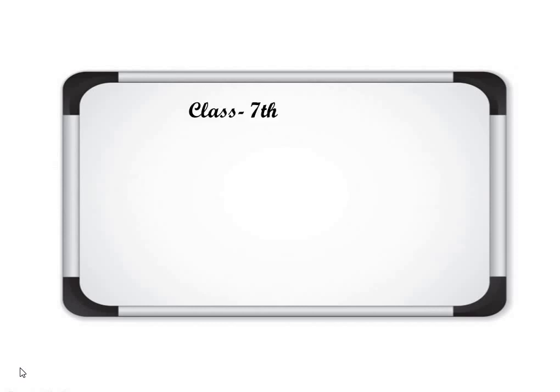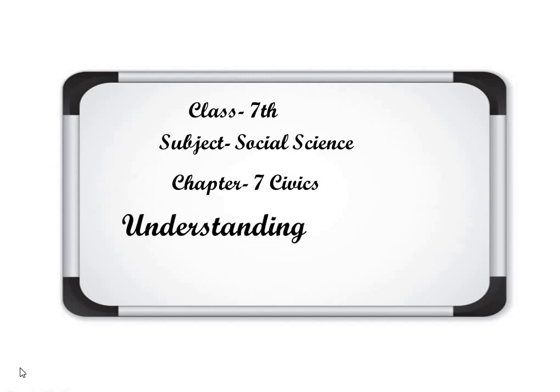Welcome to this class. This is class 7, subject social science, chapter number 7 of civics, understanding advertising. In this chapter we are going to learn about advertisement, and it's going to be our lecture number 1 of the chapter understanding advertising. We talked a little bit about advertisement in the previous chapter also. Here we will be learning about advertising in detail.